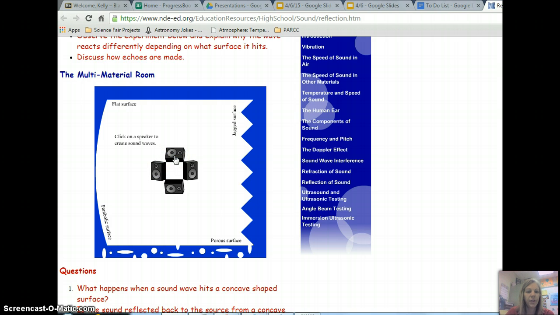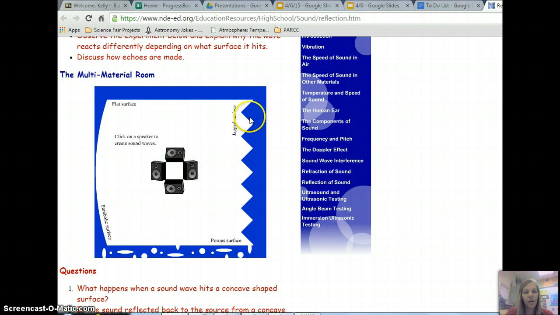Here we have a flat surface wall, so it is a solid flat surface, and you can see that this echo did occur, and it was much stronger of an echo than the curved surface. In fact, there was more bending of the sound waves and spreading out of the sound waves during that echo.